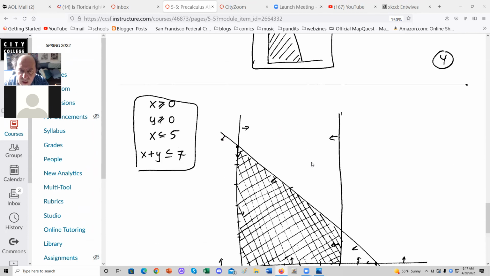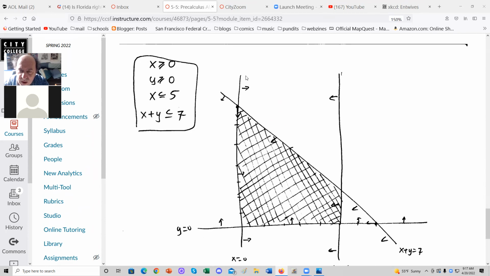Or x greater than or equal to 0. Well, here's the line x equals 0, and we want to color to the right of it. y greater than or equal to 0. Here's the line y equals 0, and we color in everything above that. x less than or equal to 5. Here's the line x equals 5, and I'd color to the left of that. And oh yes, you'll notice I put these little arrows in indicating which half of the plane you're supposed to be coloring in. Here, here, here, and here, here, here.